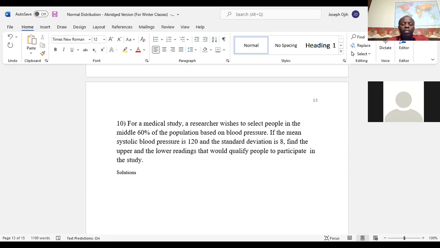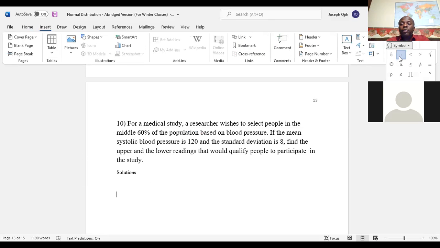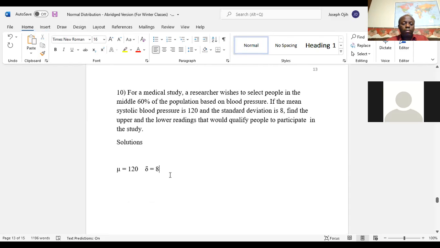Again, you are given the probability at 60% already. So this time you get your Z score and then find the X value. This time there are two X values, since they say the upper and lower readings. The mean is given as 120, and the standard deviation is given as 8. Now we need to find the upper and lower readings.